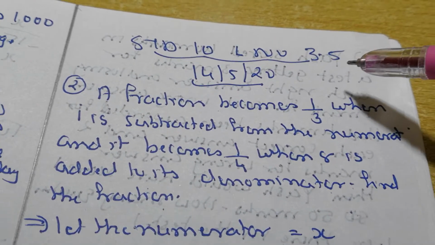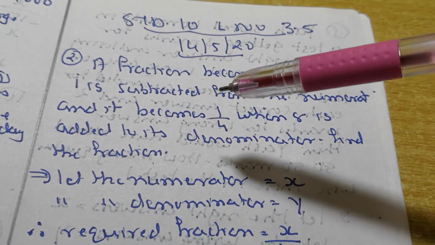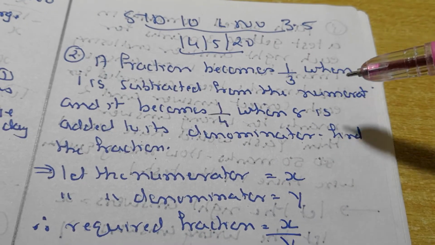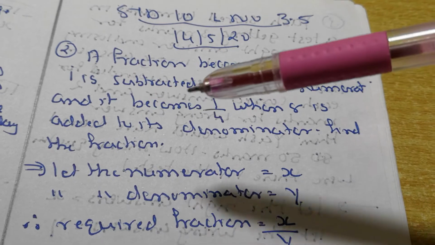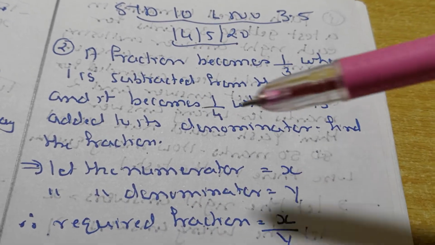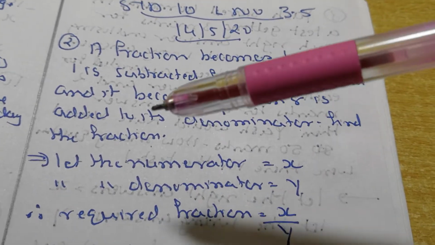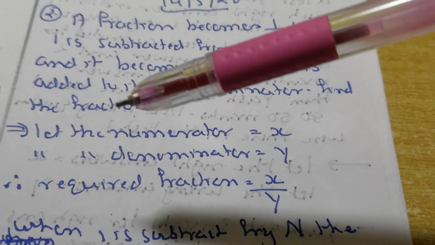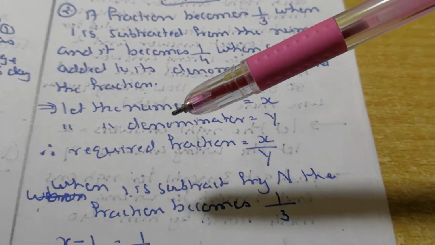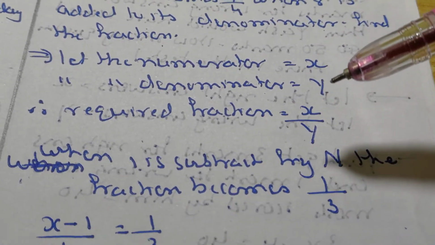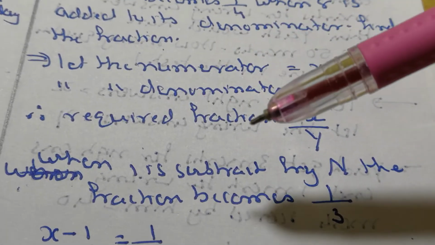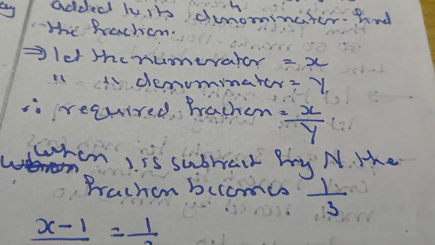Exercise 3.5, question number 2. A fraction becomes 1 upon 3 when 1 is subtracted from the numerator, and it becomes 1 upon 4 when 8 is added to the denominator. Find the fraction. So friends, we are going to assume, let the numerator be x and the denominator be y. So the required fraction is going to become x upon y.